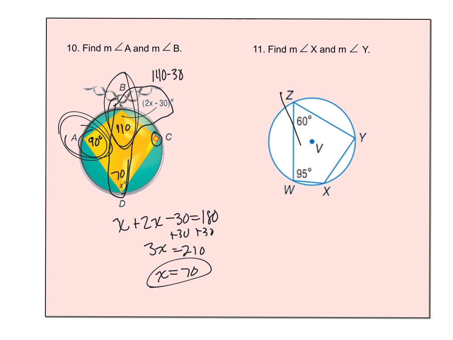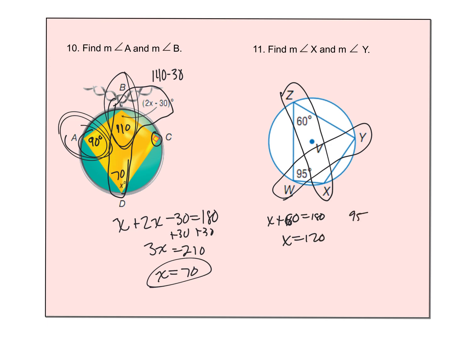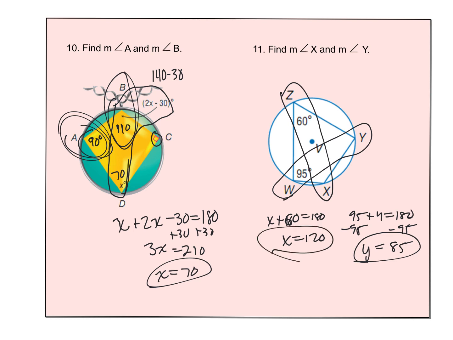Likewise here, those two will be supplementary. Those two will be supplementary. So x plus 60 equals 180, so x will equal 120. And 95 plus y will equal 180. So that would be 85. And those are my answers.